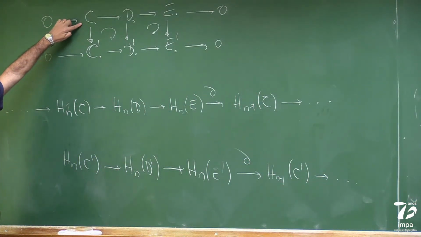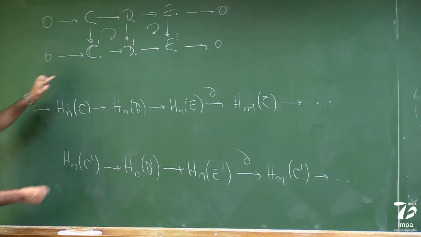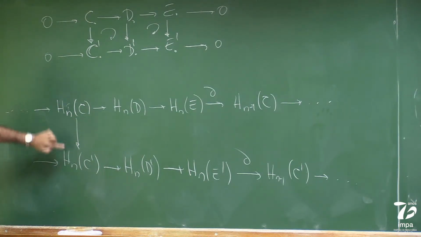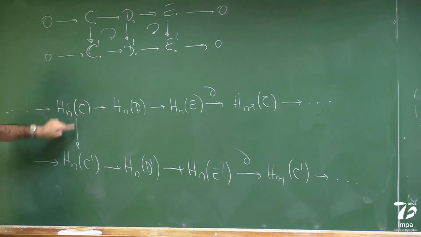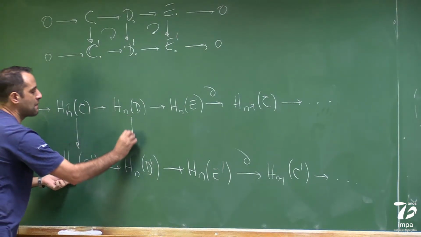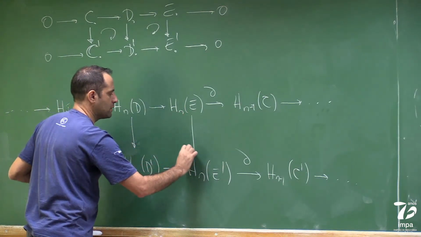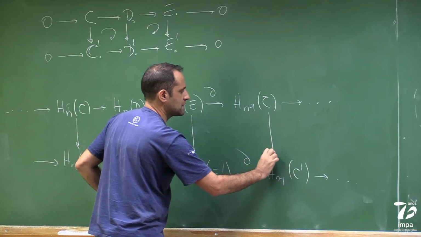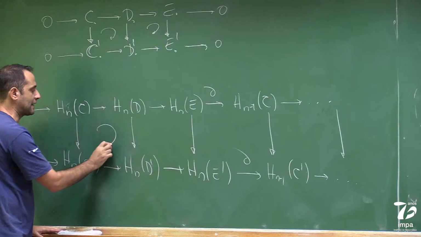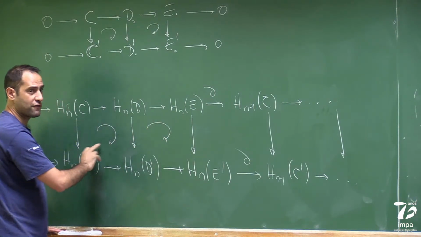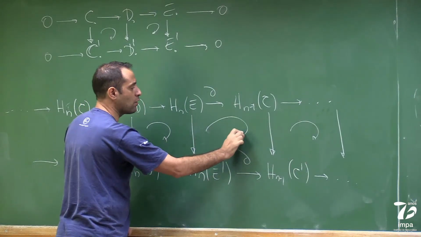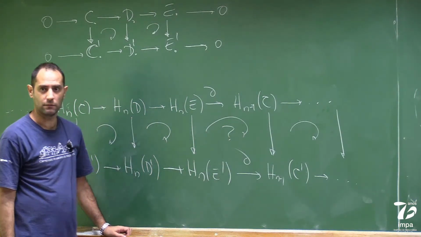And if I have a map of complexes from C to C prime, we've seen that we get a map of homologies. I don't know if we've seen, but this is absolutely trivial. A map of complexes induces a map of homologies between Hn of C and C prime. This map induces this guy. This map induces this guy. This map induces this guy, and so forth. The fact that this commutes is absolutely trivial. The fact that this commutes is not entirely trivial.